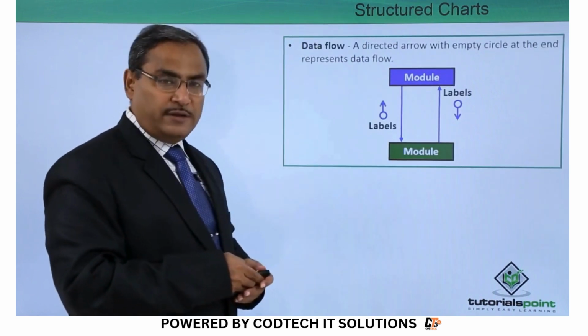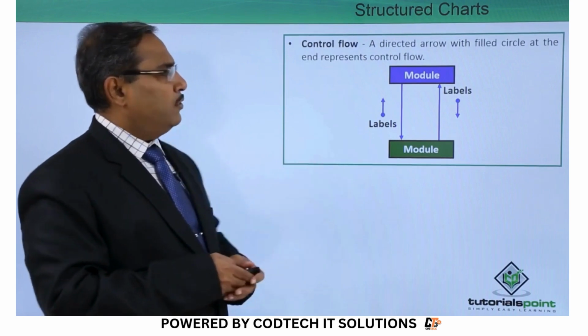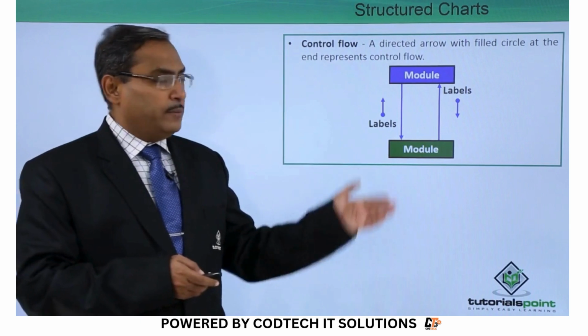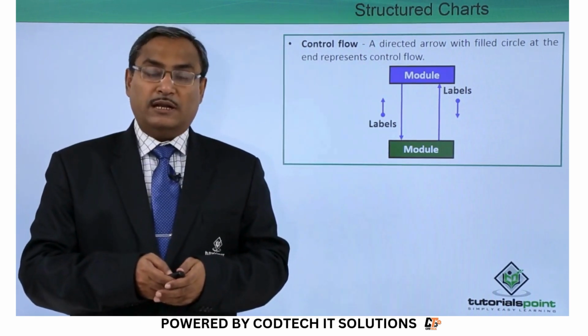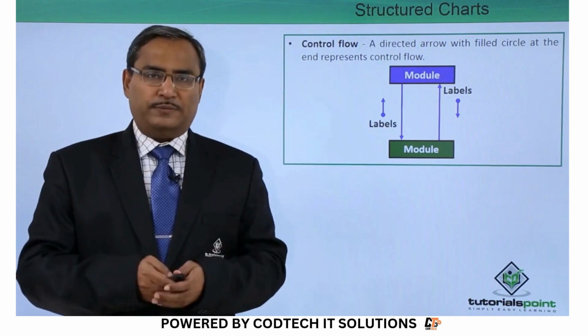So here we are having this data flow, that is an empty circle with this arrowhead, and we are having this control flow, that is a filled circle with the arrowhead. So in this way, in our discussion, we have discussed what are the different components of a structure chart and how to use this one.